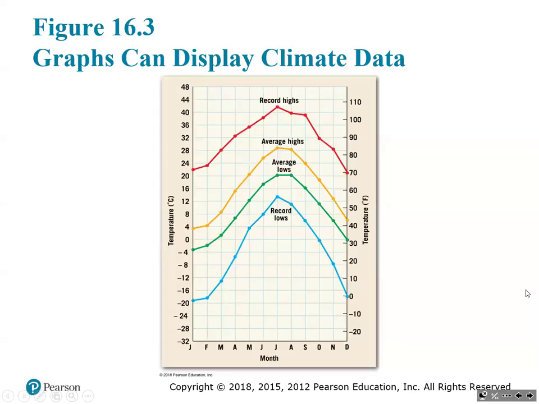So graphs can display climate data. So here is the record high, average low, and record low for each month, plotted for a year. So you can see the pattern that occurs in temperature over the months. And you can compare this with other years and see how the average highs change over several years.